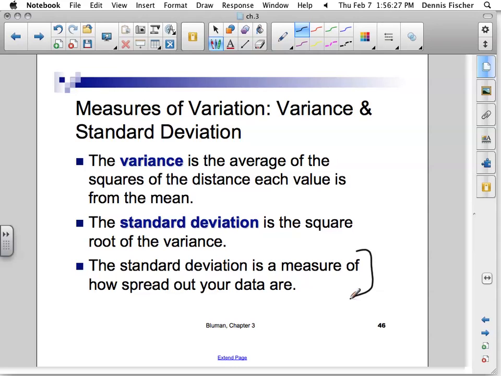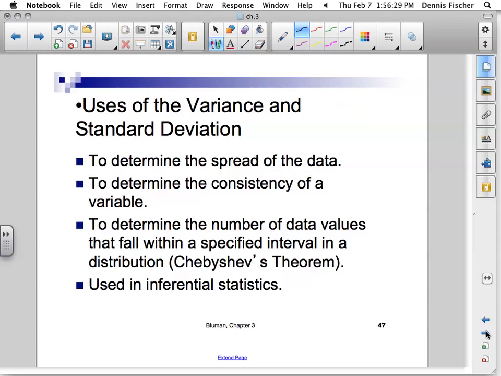Now the formulas for these are coming up, real quickly. Okay, let's talk about this first. We use variance and standard deviation to determine how spread out the data is, to determine the consistency of a variable, and to determine the number of data values that fall within a specific interval. Somebody said Chebyshev's theorem. That's what we did here: what percent of values fall within an interval? That's what we use variance for.